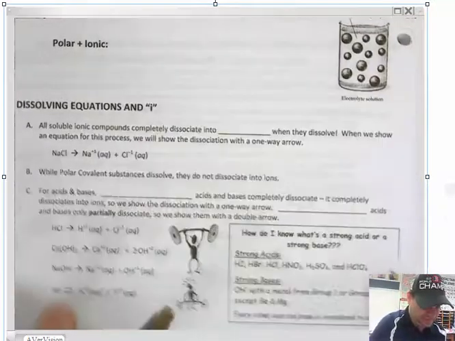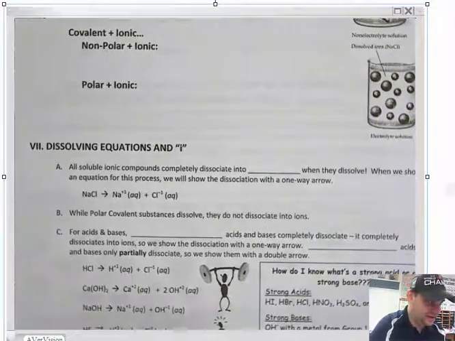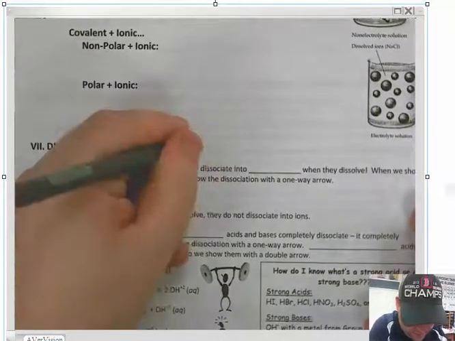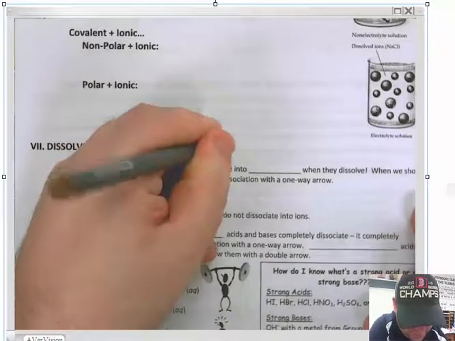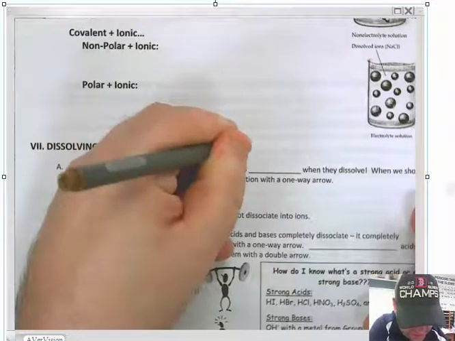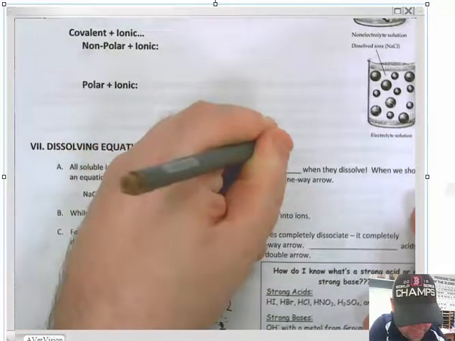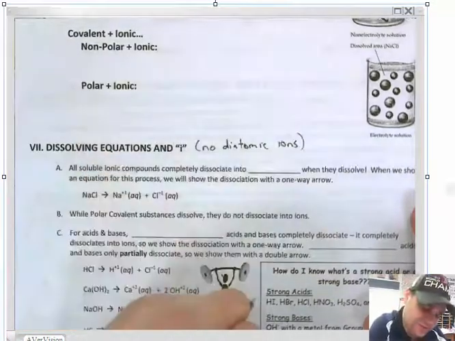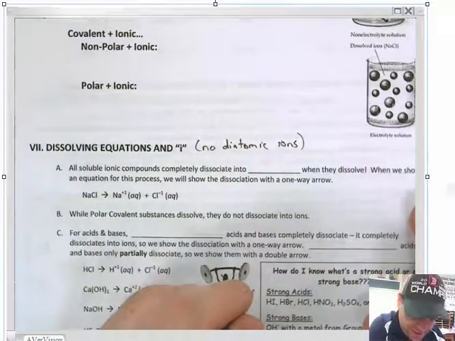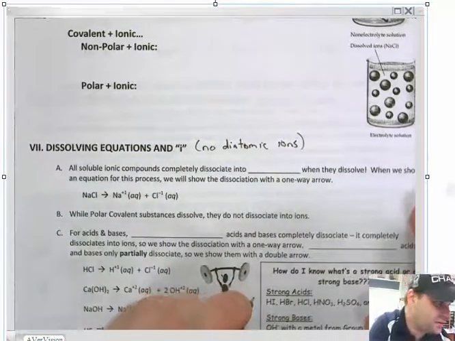We're going to go over dissolving equations and i. Now, the first thing we really have to understand here is there are no diatomic ions. That is a common misconception here.